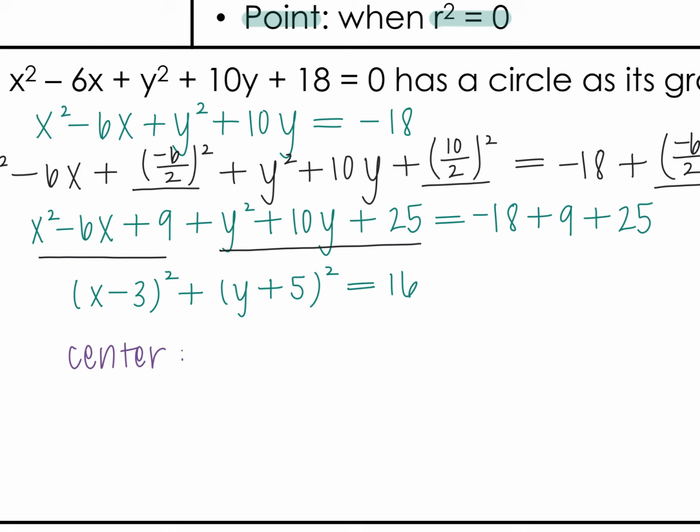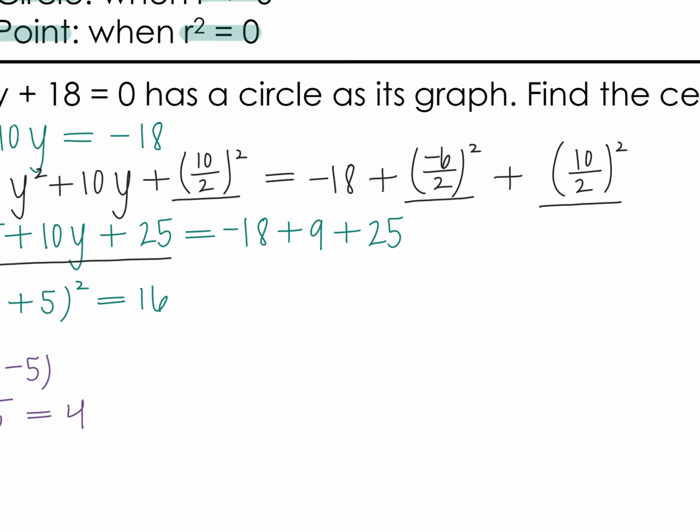Okay, so here my center, we would look at our h and our k, and we would get positive 3 with a negative 5 for my y, or my k. And then for my radius, we would take that square root of 16 to get that my radius here is going to be 4. Okay, and so now that we know this, we can come over to our graph and we can plot this.